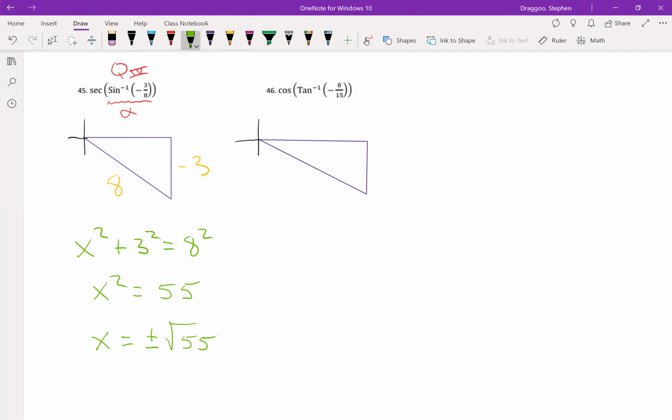Come back to the quadrant. Specifically, this time it's quadrant 4. And in quadrant 4, we have negative y values, but positive x values, because we're on the right half of the coordinate plane. So x should be positive square root 55.